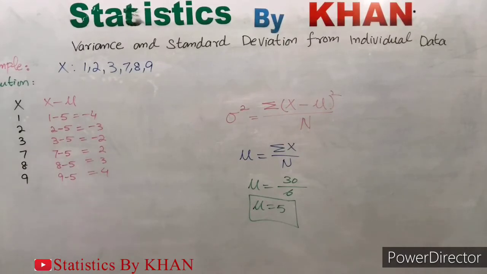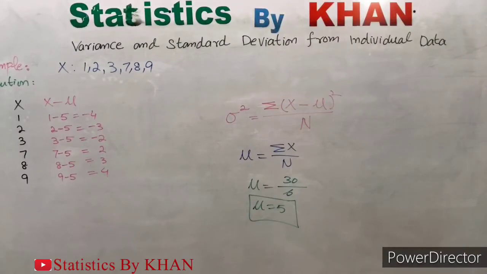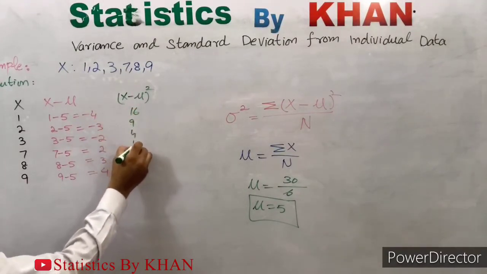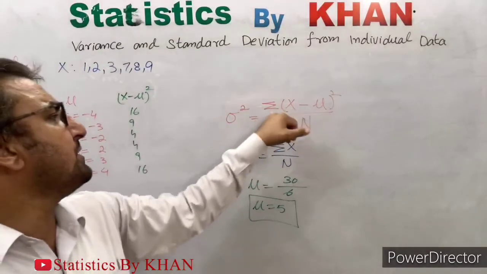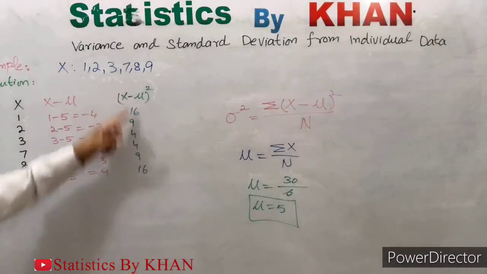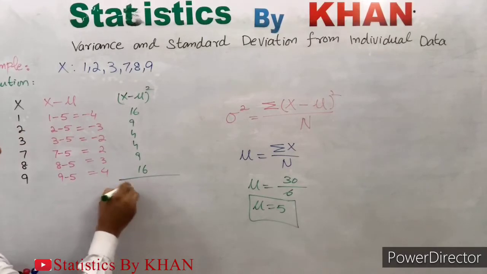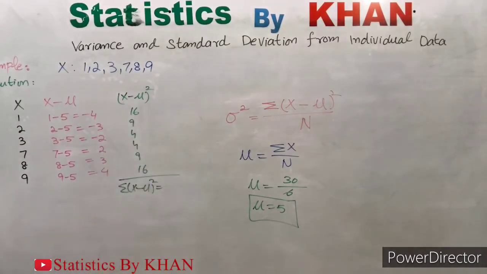Again, if we focus upon the formula, next we need to square these deviations. So the next column will become (x minus mu) squared. This will become 16, 9, 4, 4, 9, 16. Now these are the squared deviations. In the numerator we need the total of the squared deviations. So we will total this column. Symbolically it is summation (x minus mu) squared, and if we add them, it will give us 58.